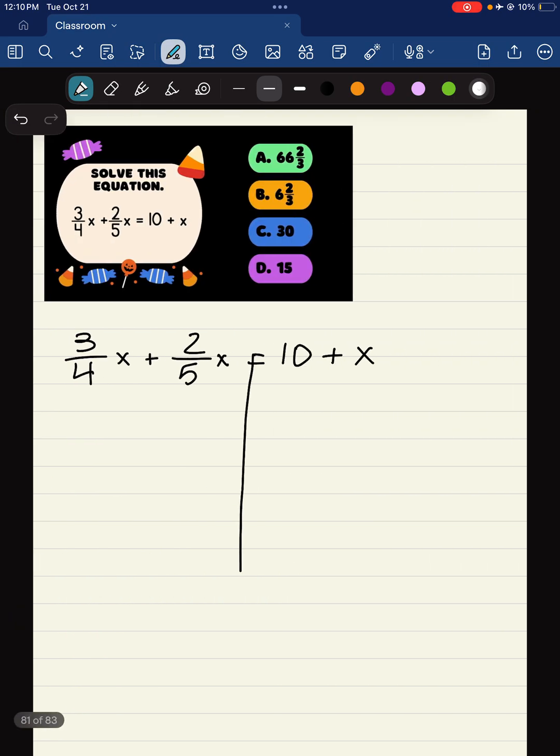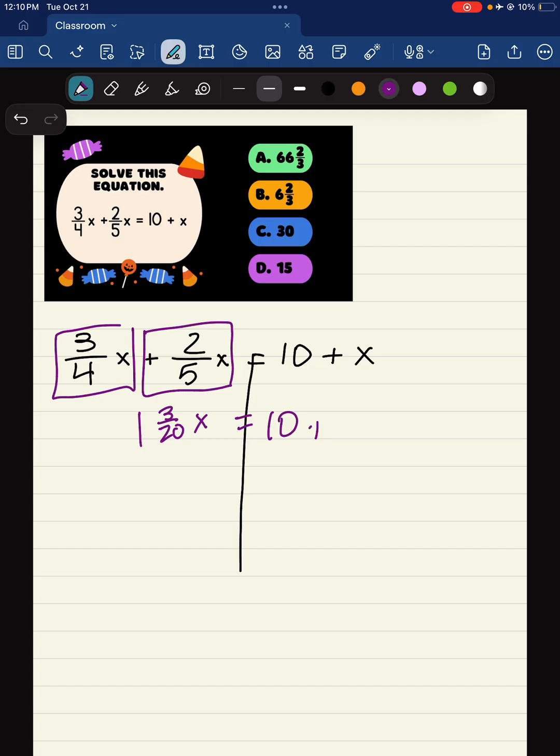All right, next one. We are going to solve this equation. First step, do I see parentheses? No, I do not. Can I combine like terms? Yes, so we're going to combine 3/4 and 2/5. Mr. Rhodes, I'm not going to combining with fractions. Good news is you have a calculator. Type it in. 3 ABC 4 plus 2 ABC 5. What does that give us? That's an ugly number, Mr. Rhodes. It sure is, but that's fine. So we have 1 and 3 over 20x equals 10 plus x.